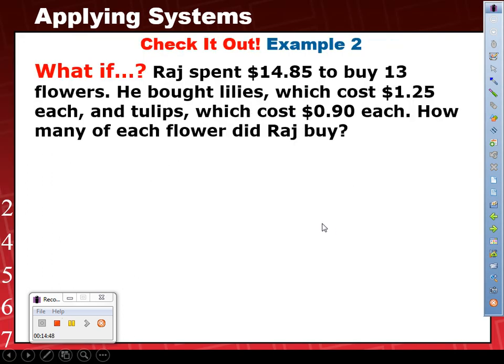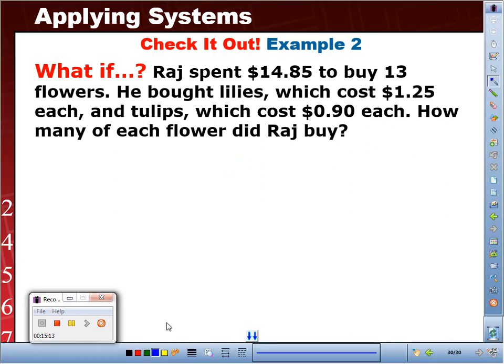Example 2. It says, Raj spent $14.85 to buy 13 flowers. He bought lilies, which cost $1.25 each, and tulips, which cost 90 cents each. How many of each flower did Raj buy? Copy that, please.